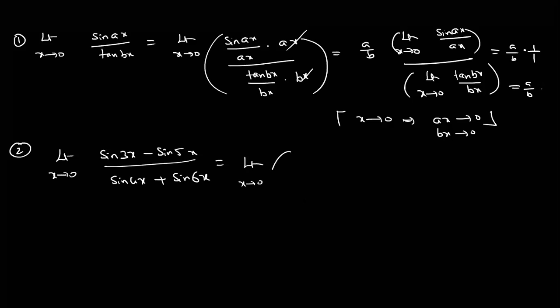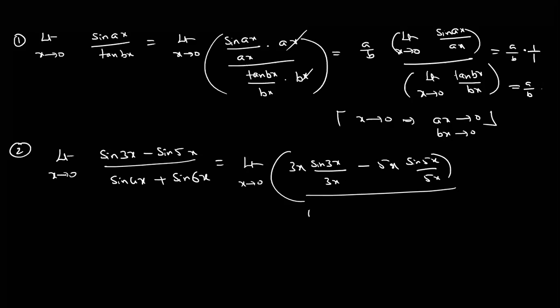Limit x tends to 0: 3 into sin 3x by 3x, 5 into sin 5x by 5x, since we need 5x and 3x we should write so. In the denominator, 4 into sin 4x by 4x, 6 into sin 6x by 6x. Can you guess what the result is? X cancels, common factor x. What is remaining? Limit x tends to 0.